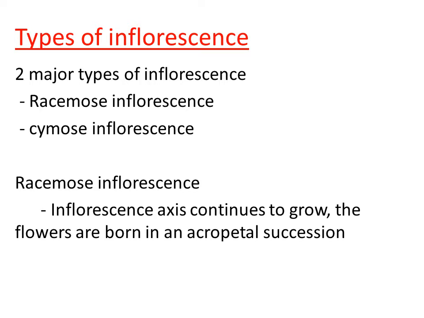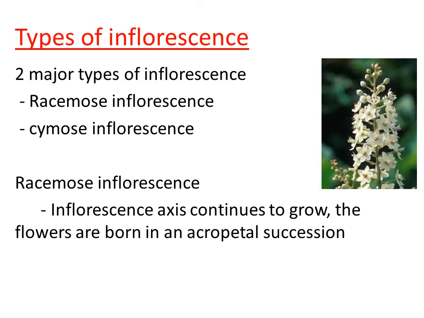Right? So the base of the inflorescence axis consists of older flowers and the tip of the inflorescence axis consists of younger flowers. Clear? This kind of arrangement can be seen because the inflorescence axis continues to grow in the racemose inflorescence. There are a number of angiospermic plants showing the racemose type of inflorescence. The best example is Caesalpinia. In the Caesalpinia plant, we can see the racemose type of inflorescence.